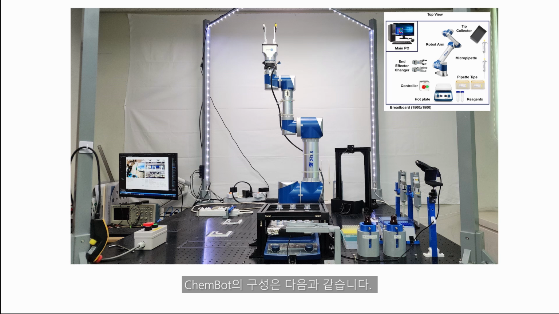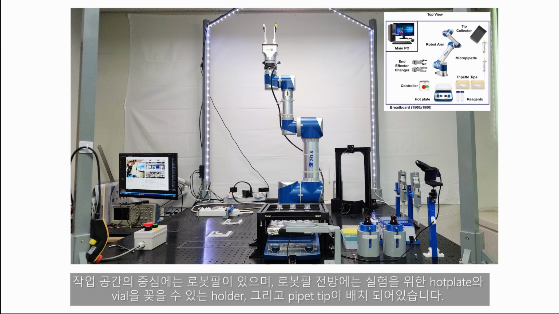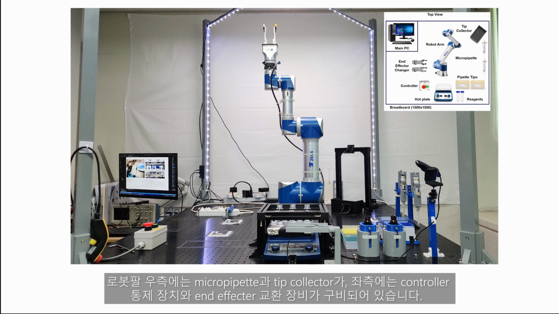The configuration of the ChemBot system is as follows. At the center of the workspace is the robot arm. In front of the arm are a hot plate, a holder for vials, and pipette tips for the experiment. On the right side of the arm are a micropipette and a tip collector, while to the left are a controller and an end effector exchange device.